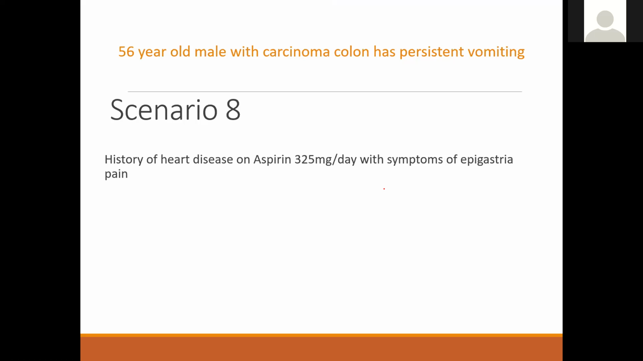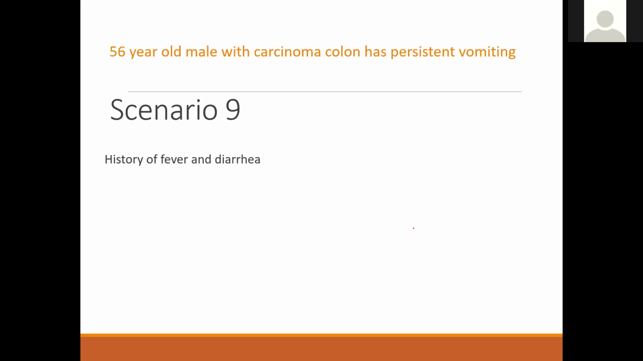Again, the same patient has a history of heart disease and he is on aspirin, 325 milligram per day, with symptoms of epigastric pain. So here you can't think about metoclopramide or diphenhydramine. You may have possible gastritis. Yes, sir, exactly. Pantoprazole is better. Any proton pump inhibitor you can give here, whichever is the preferred drug, but it should be a PPI.